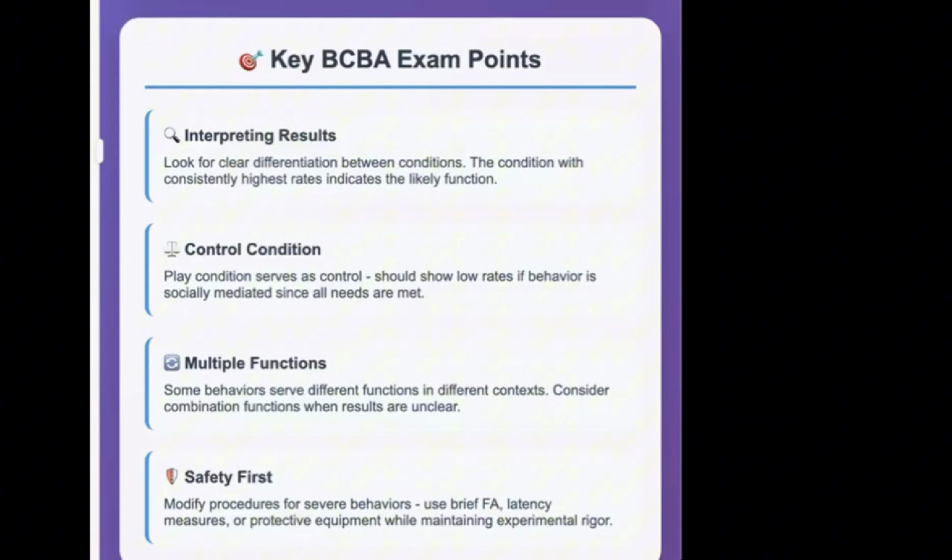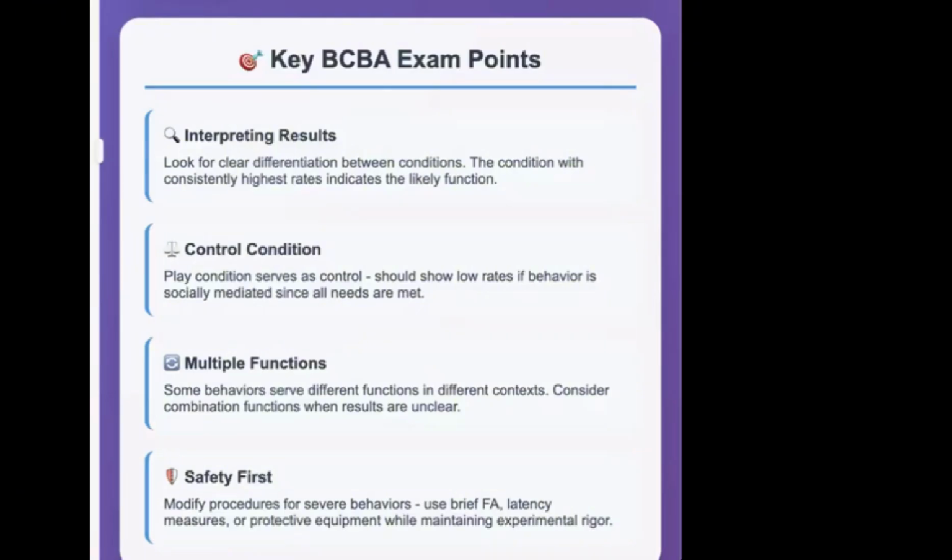I'll show you a graph in a moment and we'll talk about that. The condition with the highest rate indicates the likely function. There's a control condition or a play condition where it's just the individual playing with no specific contrived settings. Multiple functions: sometimes the behaviors serve different functions. You might see two that rise to the top, and you want to consider a combination of functions when necessary.